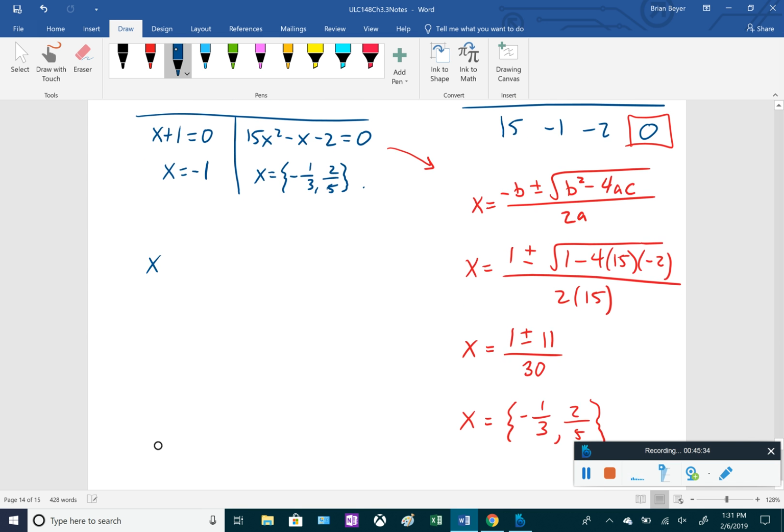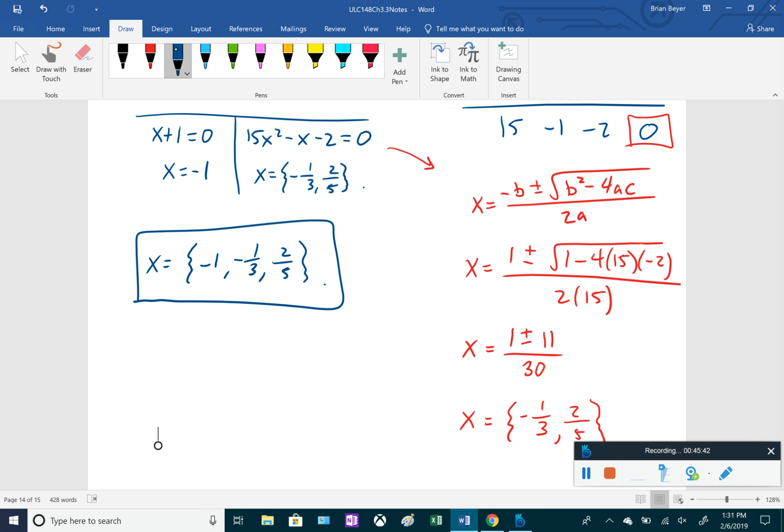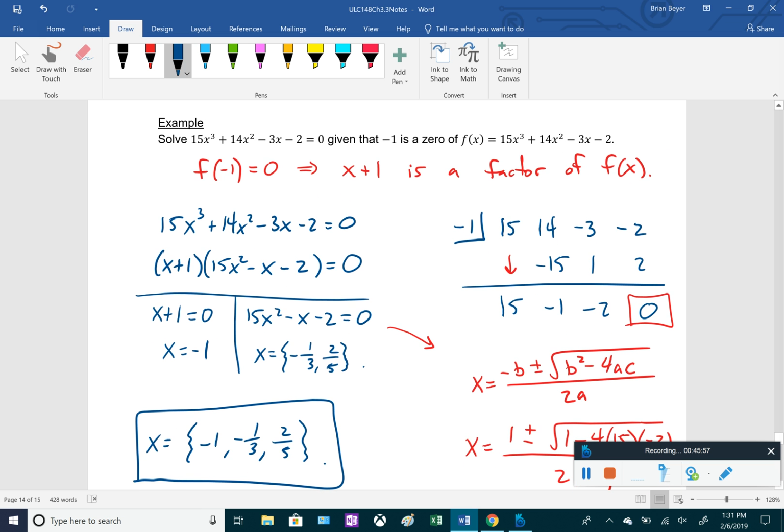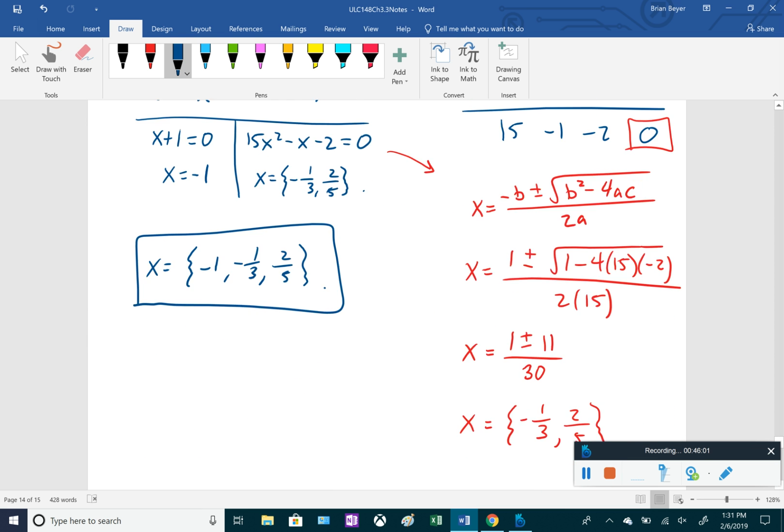Okay, so our answers are those three answers. We get negative 1, negative 1/3, and 2/5. And just remember that the number of answers we can get for a polynomial, the number of x-intercepts, is at most going to be the highest degree of the polynomial. So this was a degree 3 polynomial. So we're going to have at most 3 answers, and we did have 3 answers here.